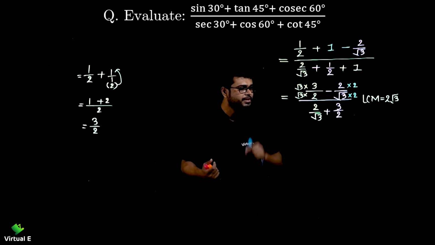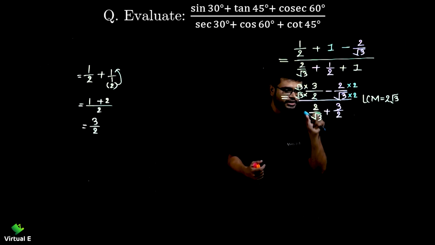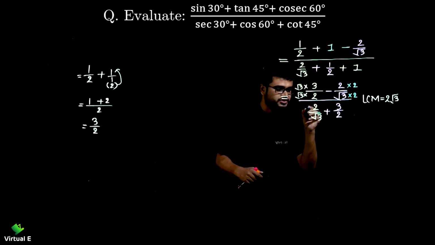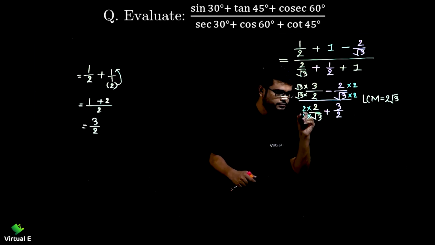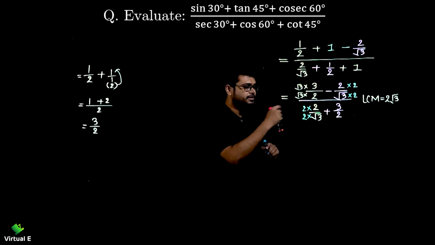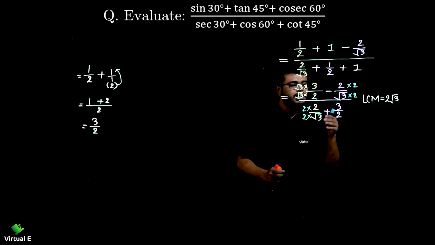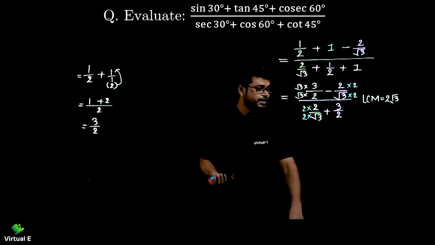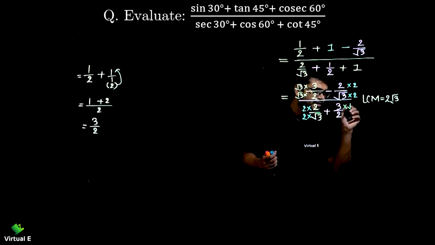Let's do the same in the denominator. Here 2 by root 3. Root 3 is there but 2 is missing, so multiply with 2. Simple. Then in this case 2 is there but root 3 is not there, so let's multiply with root 3. Here multiply by root 3 and so do here.